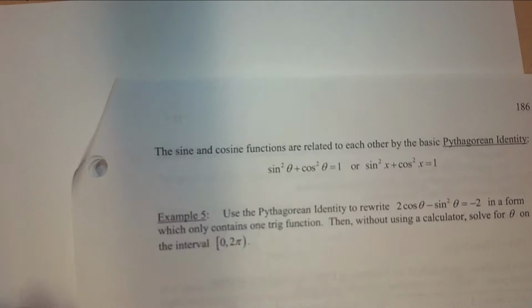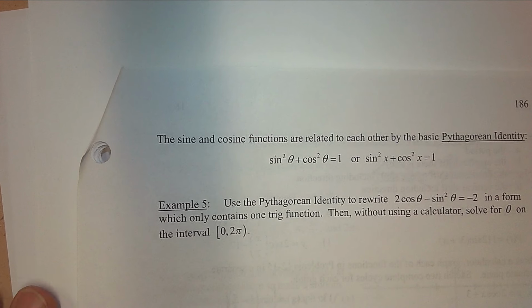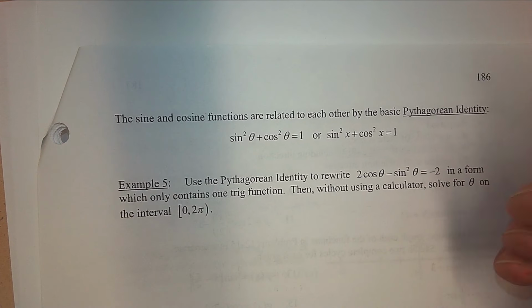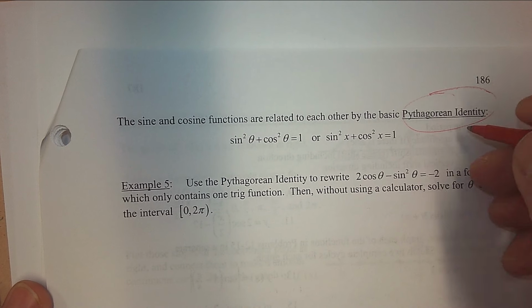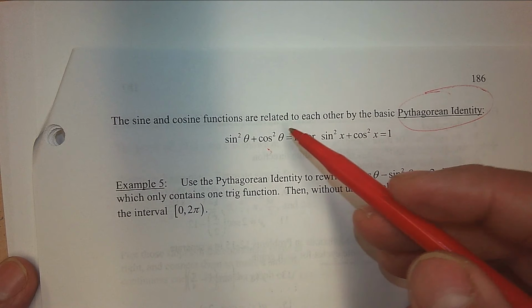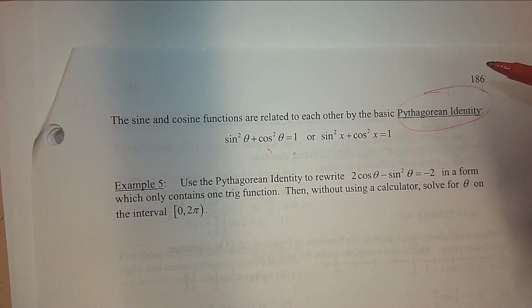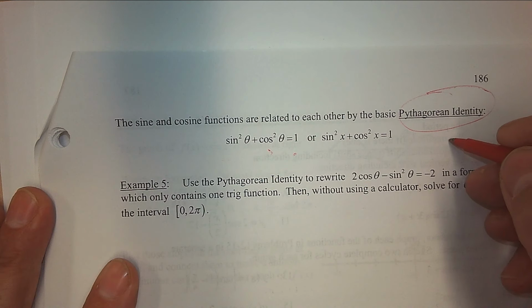All right, here's the last part of lesson 9.1. The sine and cosine functions are related to each other using the Pythagorean identity, which we know as a squared plus b squared equals c squared. We can prove this, but you can accept it also, that sine squared plus cosine squared is equal to 1. That is the idea of a squared plus b squared equals c squared.